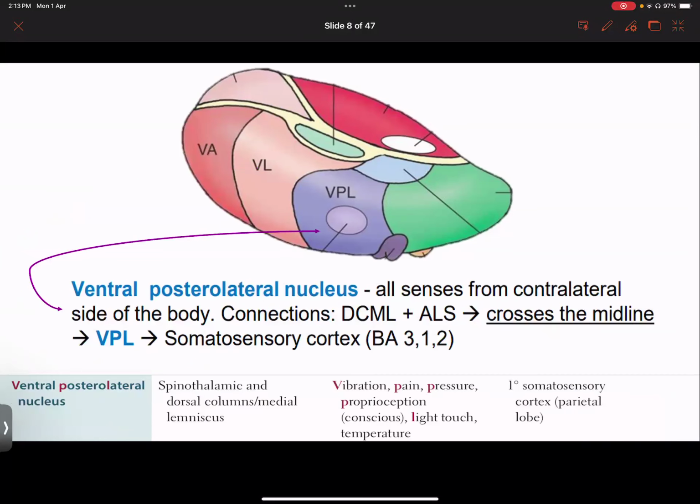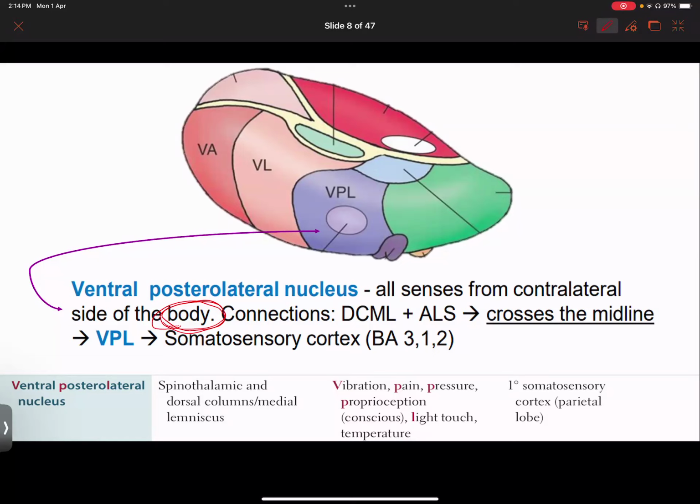Moving on, we have the ventral posterior lateral nucleus. I know it's a very long name and it sounds complicated, but it's not. The ventral posterior lateral nucleus is basically all of your sensory information, all of it, literally everything: your vibration, pain, pressure, proprioception, light touch, that comes from the body. Be careful when I say from the body, because that's important. Anything that comes from the body, everything carried by the spinothalamic tract and the dorsal column or medial lemniscus, is going to cross the midline and then relay in the ventral posterior lateral nucleus. So technically, it's the area where all the contralateral somatosensory signals relay in. I think it's clear. That's all you need to know.